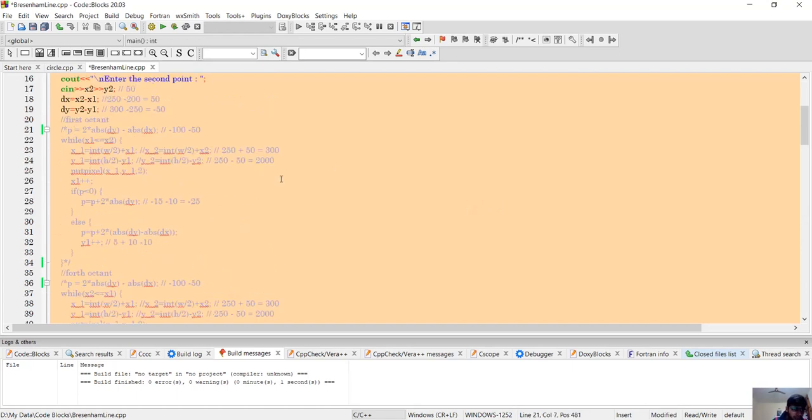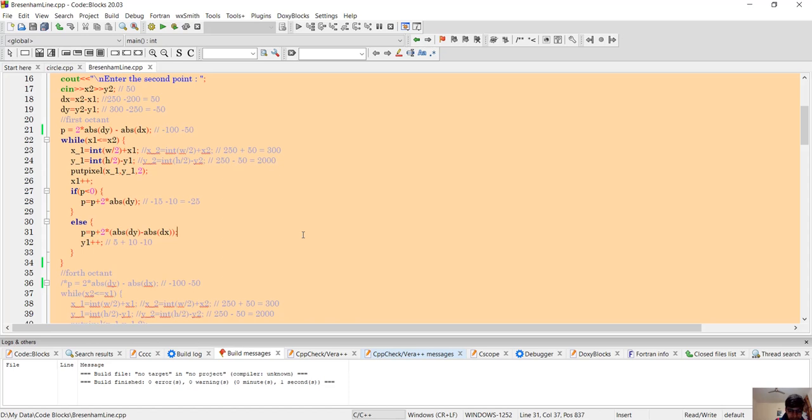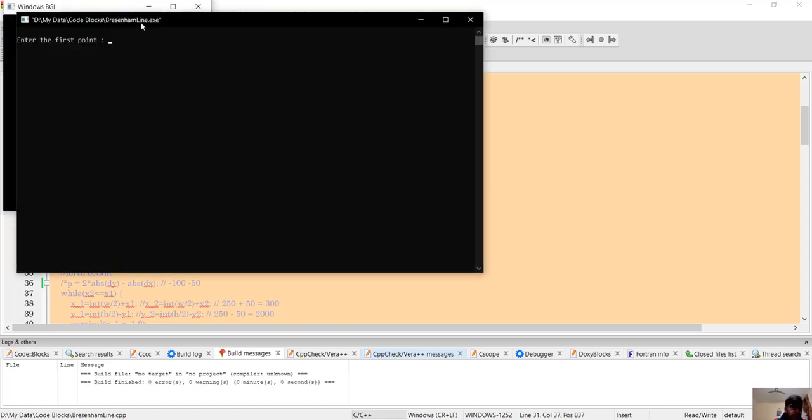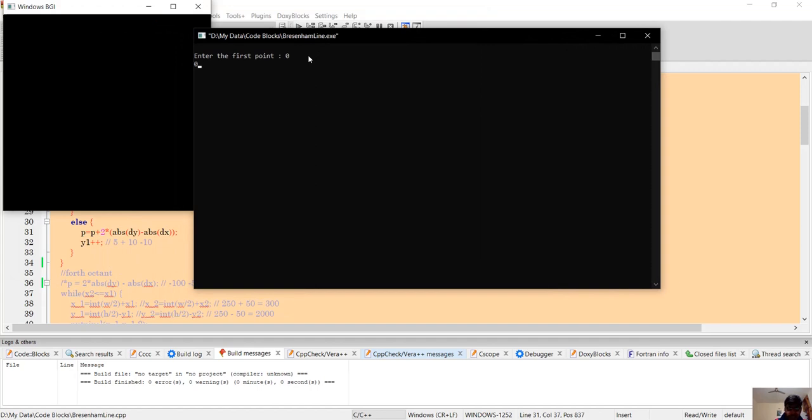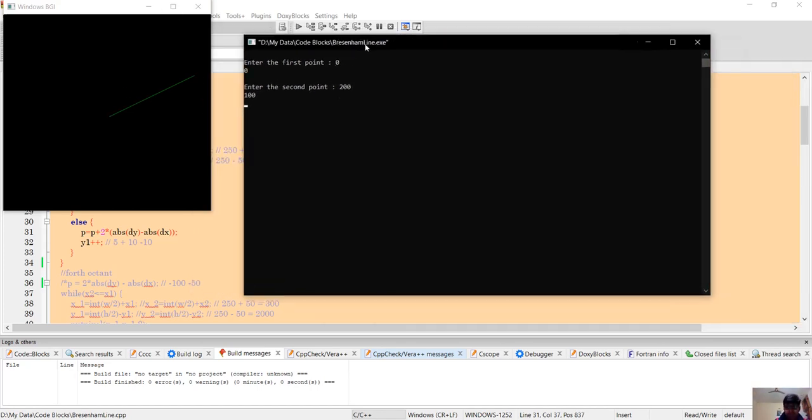So if we want to make our code work in the first octant, we remove the comment like this, and it will work in our first octant. So I'm pressing F9. Our first point is 0 comma 0, and we have to press enter. The second point, working in our first octant, let's suppose 200 comma 100, and this is working perfectly fine in our first octant.